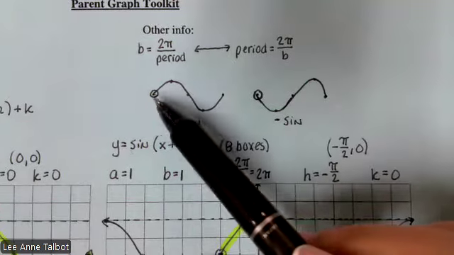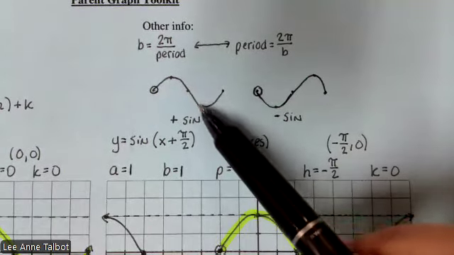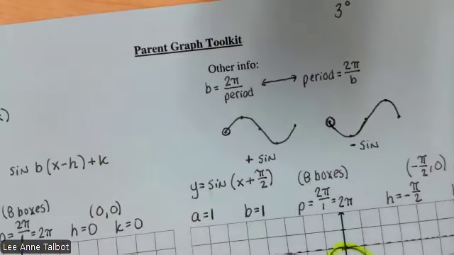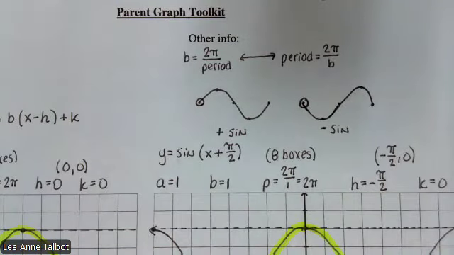So positive sine starts at the middle, up, middle, down, middle. Negative sine goes down, middle, up, middle. And it should make sense to you if you think about a negative A value on a parabola, it just flips it. So this is just flipped.